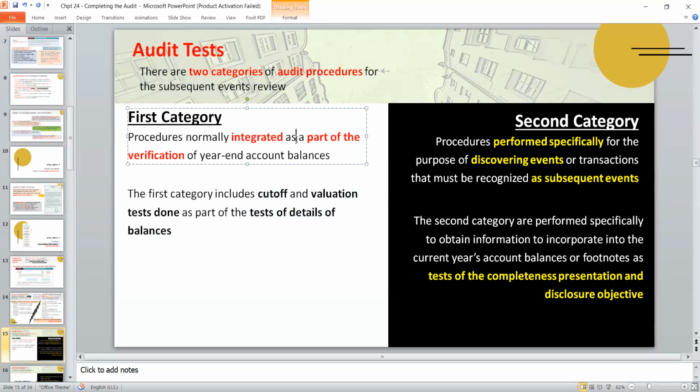Okay, so this procedure is normally integrated as a part of verification of year-end account balance. That's why when you conduct the test of detail balance on an account, automatically you also review the subsequent event. That's for the first category. The second category is where you perform tests specifically to discover the subsequent event. This is to test completeness, for the presentation and disclosure objective.